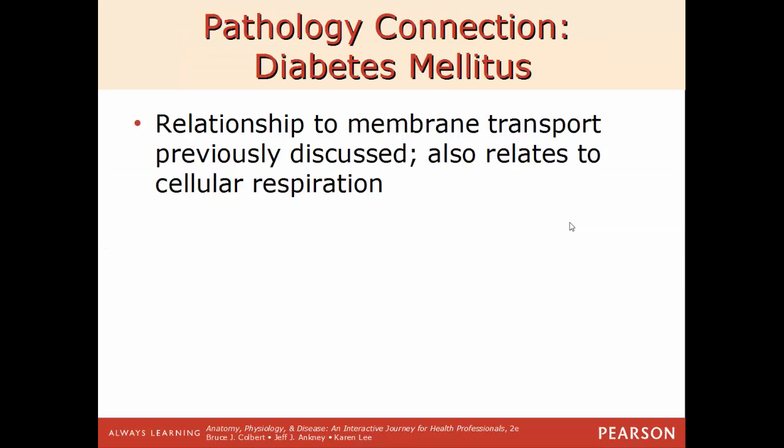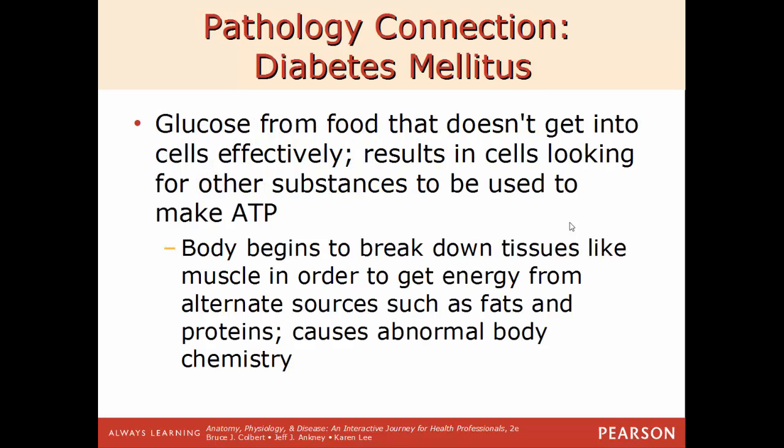All right, going back to the pathology connection with diabetes mellitus. We've already talked about how it's related to membrane transport, but there's also a problem with cellular respiration. Glucose from the food that you're eating doesn't get into the cells effectively. So this results in cells looking for other substances to create energy. Your cells still need a source of fuel in order to work. If your cells don't work, then your cells are going to die.